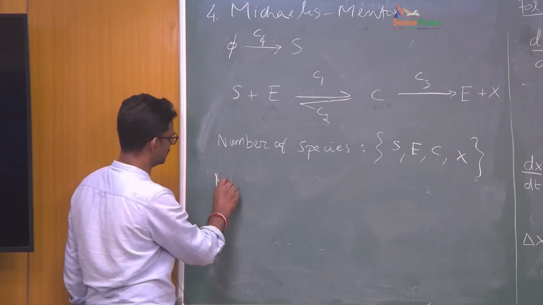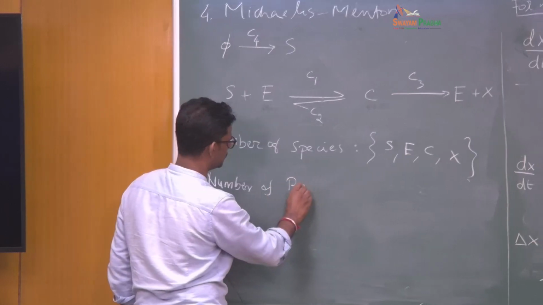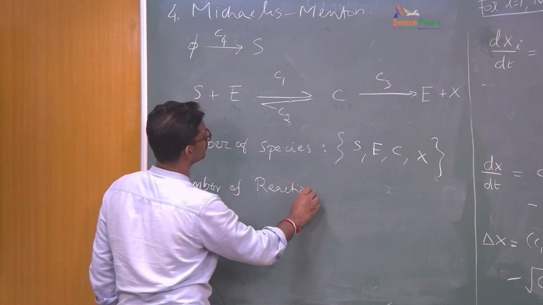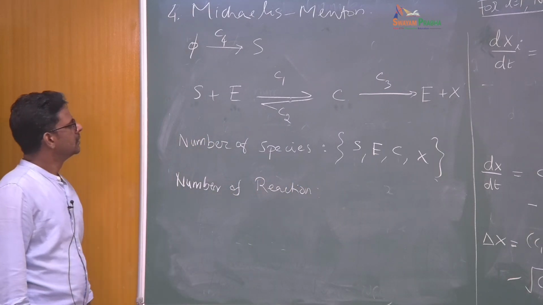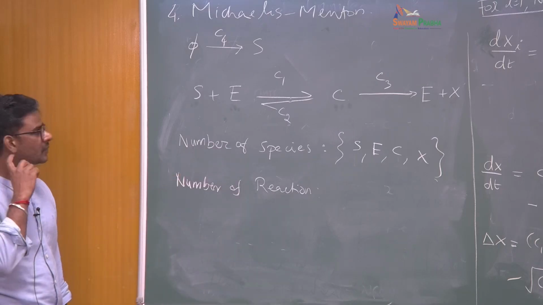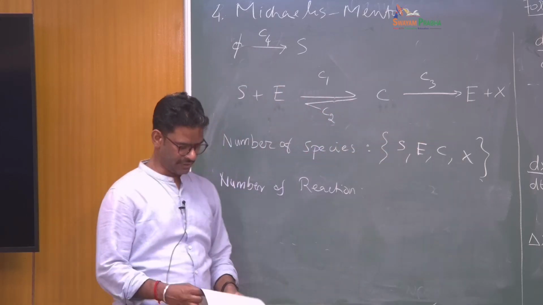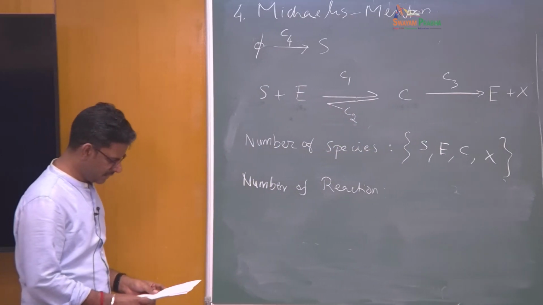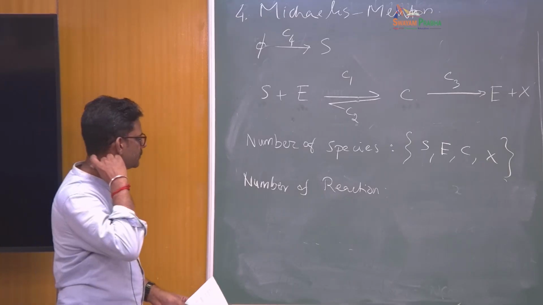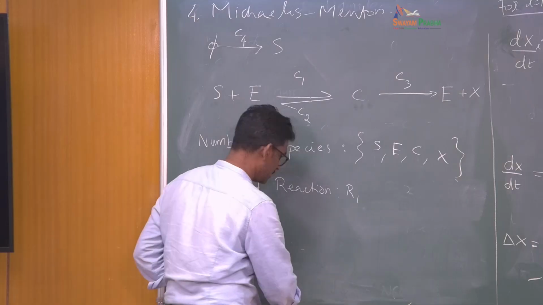And how many reactions? Number of reactions. We have 4 reactions, right? 1, 2, 3, 4. So we got 4 reactions and 4 species. So we can identify, so maybe I'll make it in tabular form.